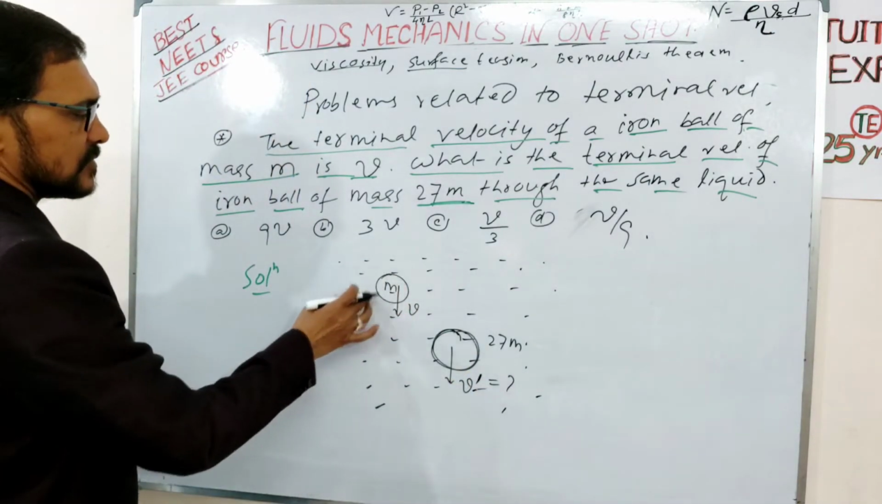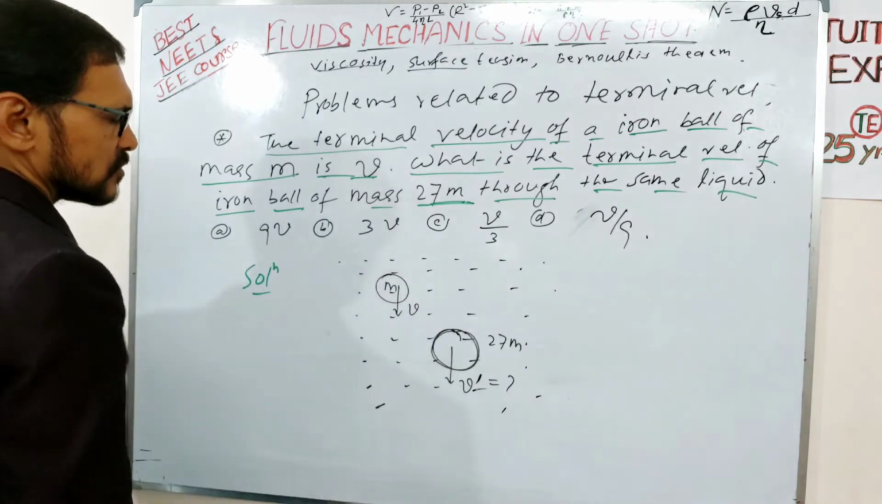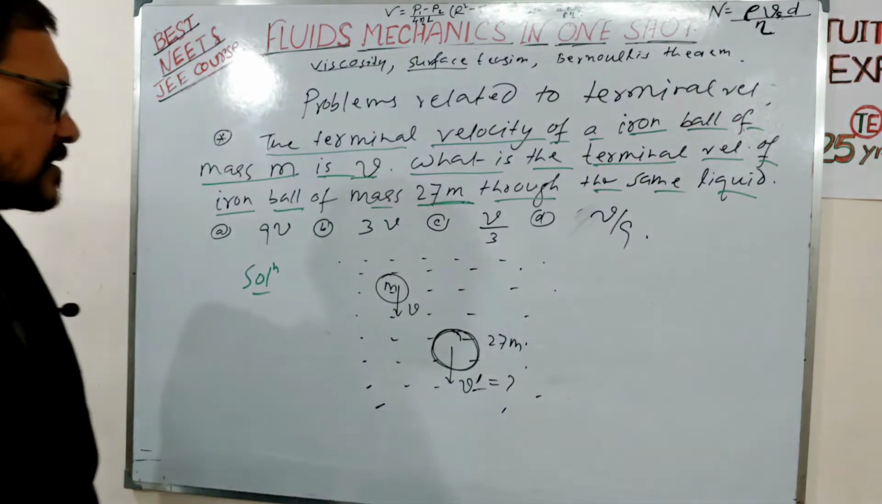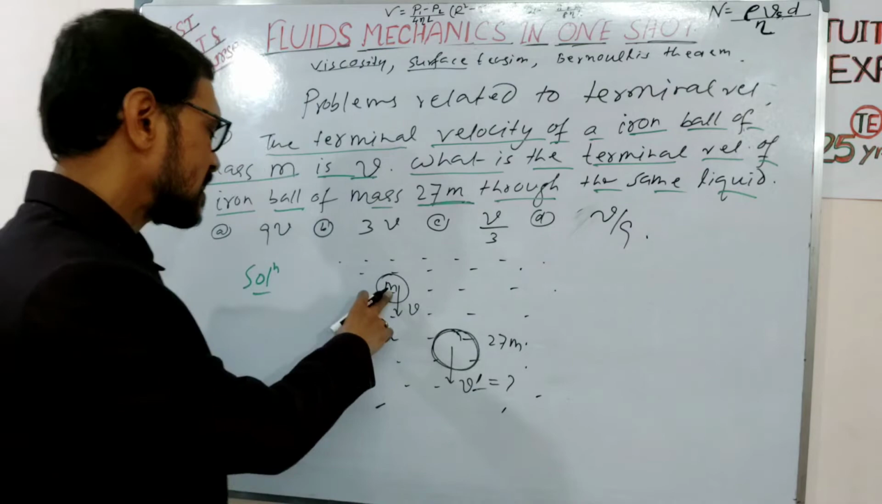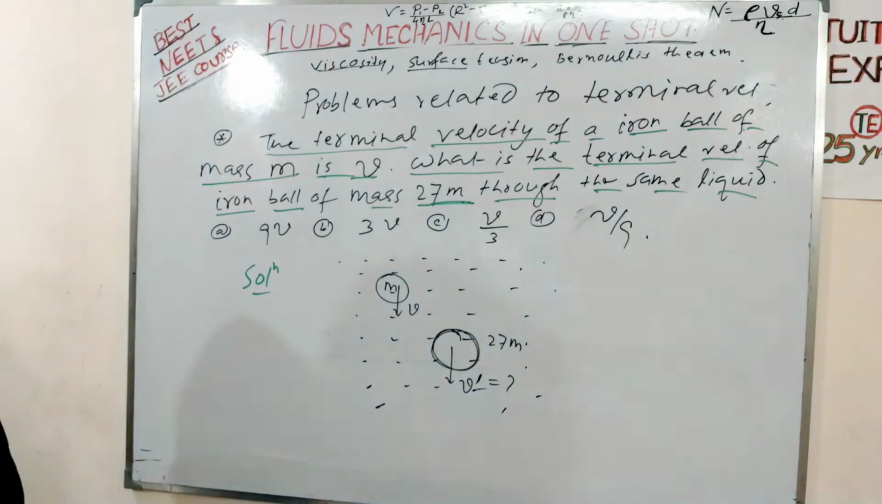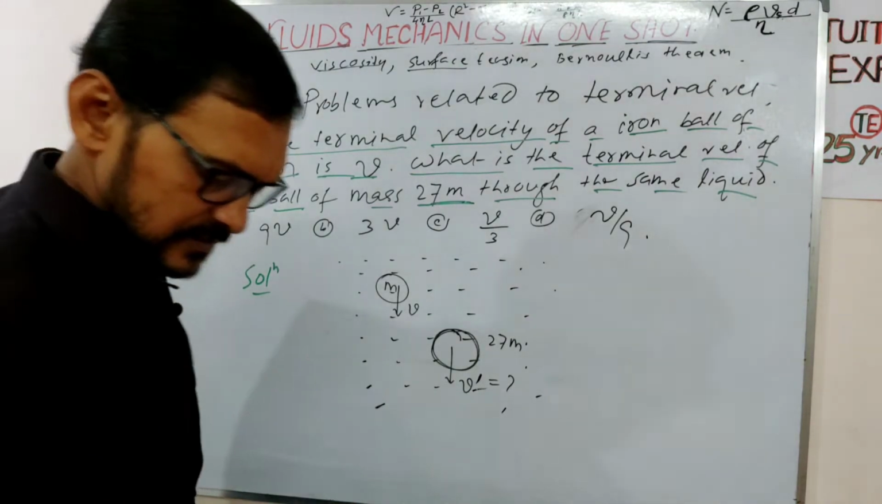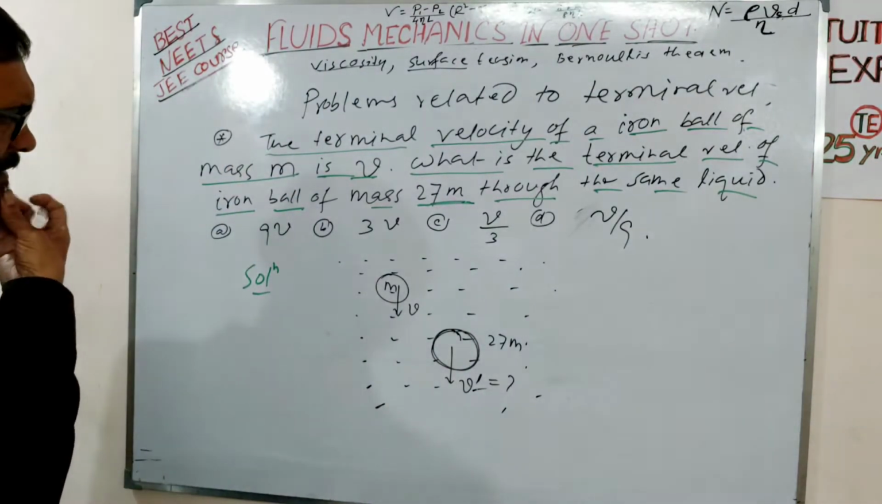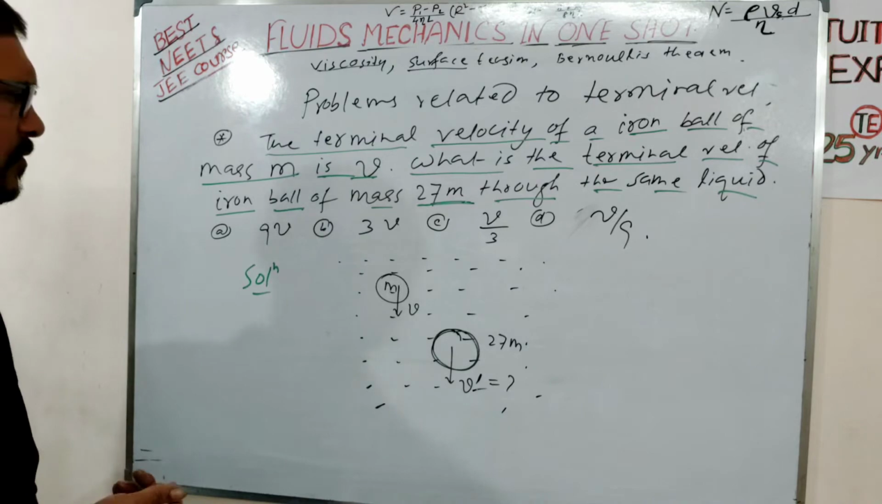So this is iron, this is also iron. So the material is same, the liquid is also same, just the mass is different. Here the mass is 27 m. What is the terminal velocity of this ball? What is the solution?